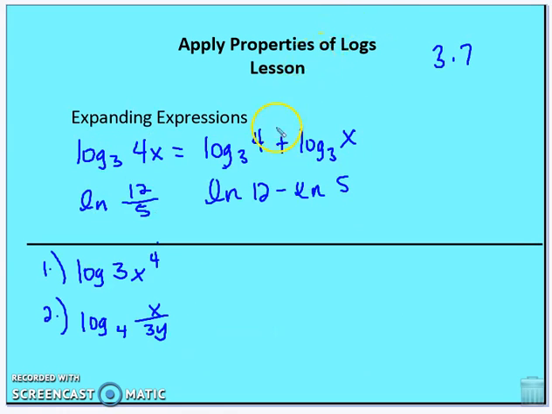All right, so let's expand some expressions. I give you a couple examples here. Log base 3 of 4x is equal to log base 3 of 4 plus log base 3 of x. Natural log of 12 over 5 is equal to natural log of 12 minus natural log of 5. And I want you to evaluate the two expressions on the bottom. I'll pause here and come back.